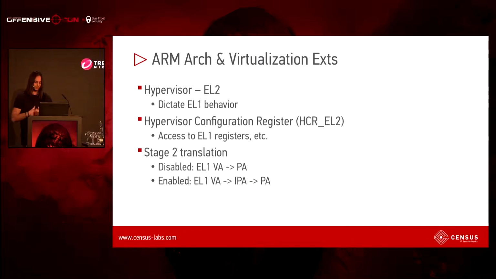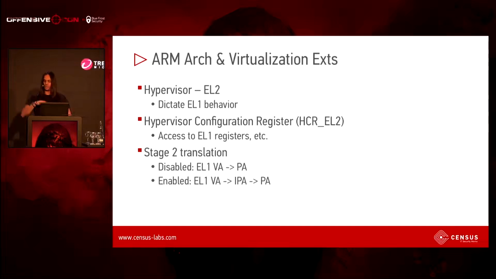And what's EL2? It's a hypervisor, and its main thing is to dictate EL1 behavior and control it. We have mainly two things happening. First of all, a behavior controlled by the hypervisor configuration register, which dictates the way EL1 interacts with the system. For example, we have the ability to trap access to system registers to EL2. So EL1 tries to access system registers, for example, to disable the MMU. The access is trapped to EL2, and it decides whether the action is supposed to happen or not.